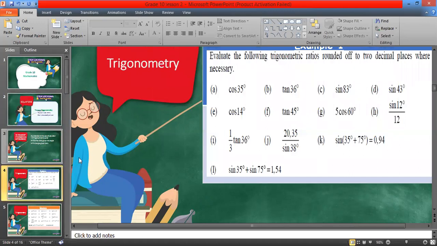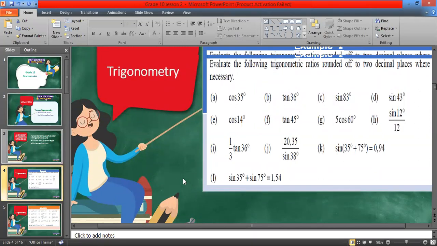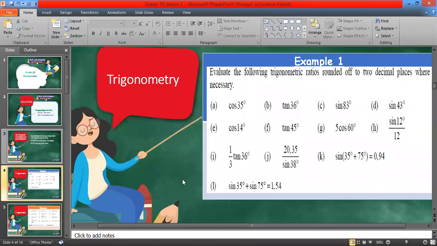First of all, we need to understand how to use the calculator in doing some aspects of mathematics. We'll sometimes be told not to use the calculator, but in some other aspects, we'll be allowed to use it, and it is very important for us to know how to use the calculator very well, very effectively. So we need to learn how to use the calculator in solving these trigonometric problems. For example, evaluate the following trigonometric ratios, rounding off to 2 decimal places where necessary.